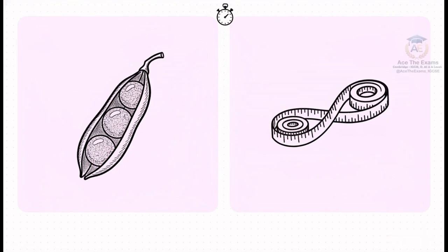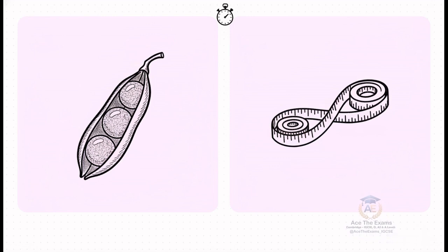First step, you must contrast discrete data with continuous data. Discrete data takes on certain, distinct values, usually whole numbers. Think of it like counting the number of peas in a pod. You can't possibly have half a pea. It's counted. Continuous data, on the other hand, can take on literally any value within a certain range.